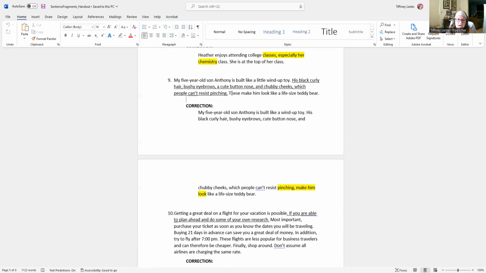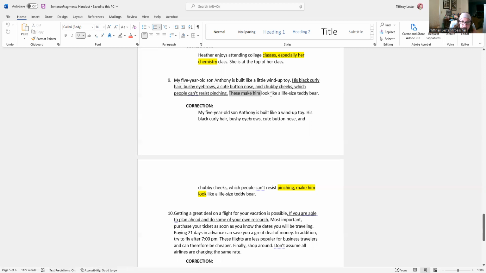Or did those explain how he looks like a life-size teddy bear? It seems as though that list of physical traits is related to why he looks like a life-size teddy bear. So we'd want to connect that list to this sentence in some way. But this word right here interrupts the flow. And the reason is because we got through this long list and didn't realize that we had a fragment, so we put a period there.